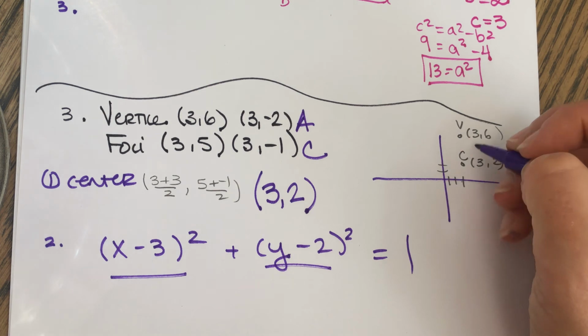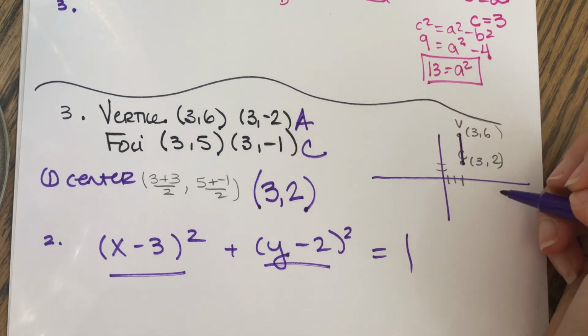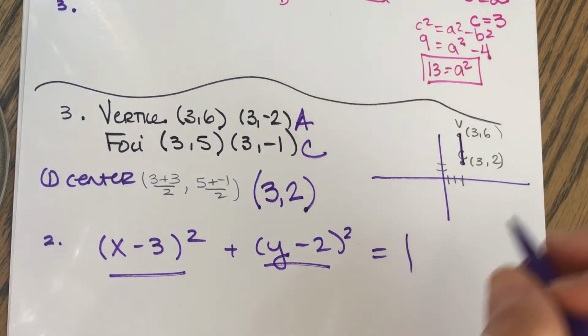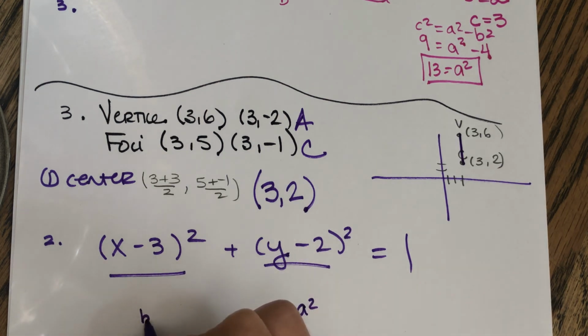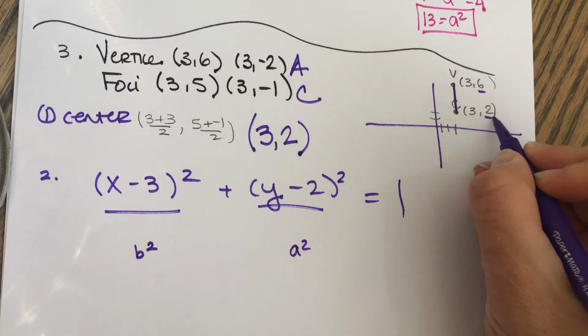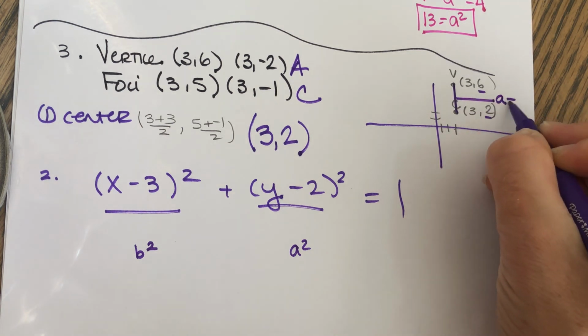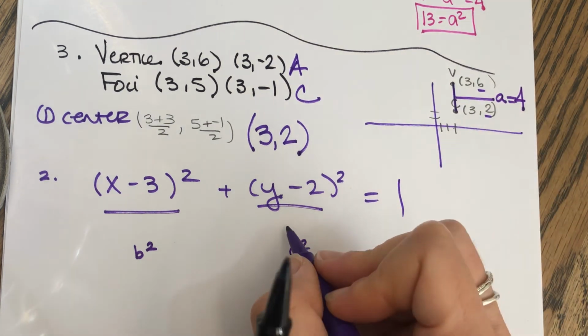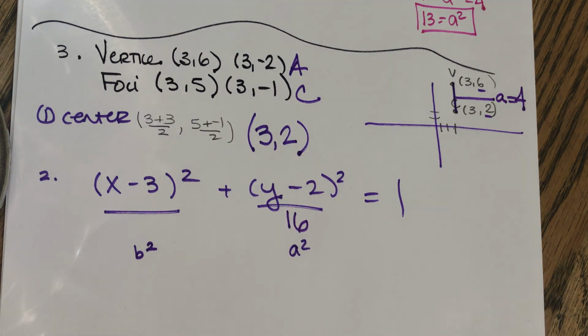Okay, so vertice is which way? Vertice is along the y. So I got an a squared and I got a b squared. Put that in your paper. Okay, so you're going from 2 to 6. So my a is 4. Well, that's easy. There you go. You got your 16.